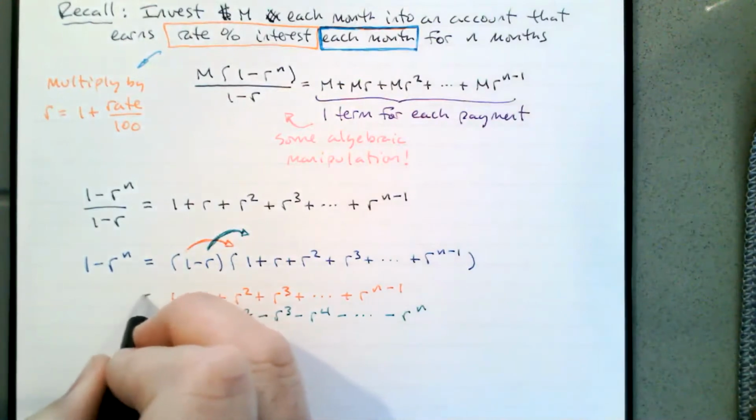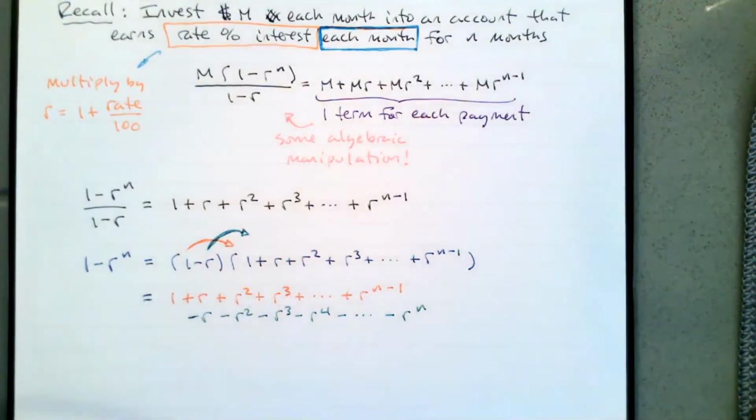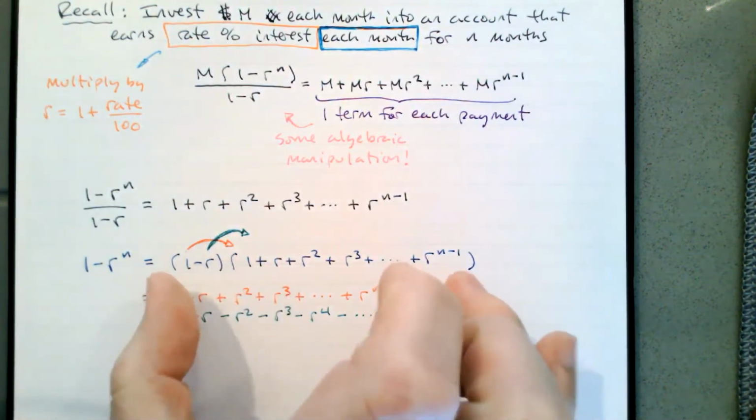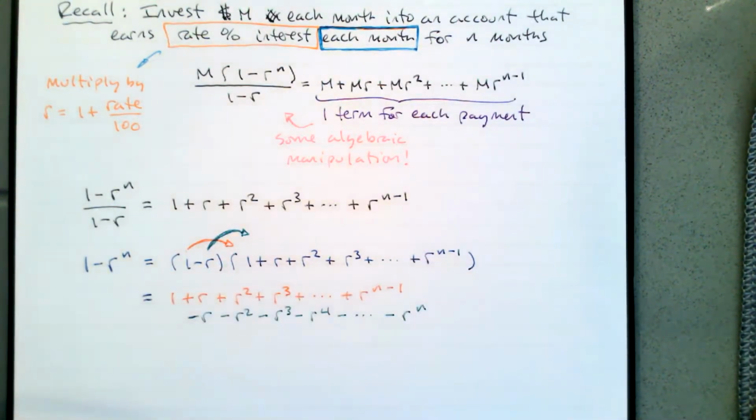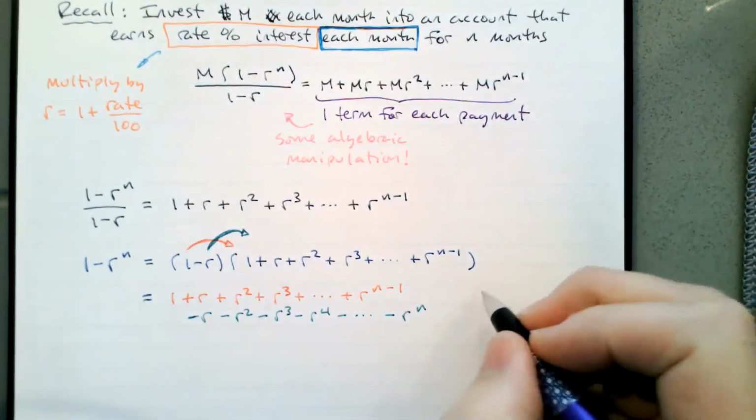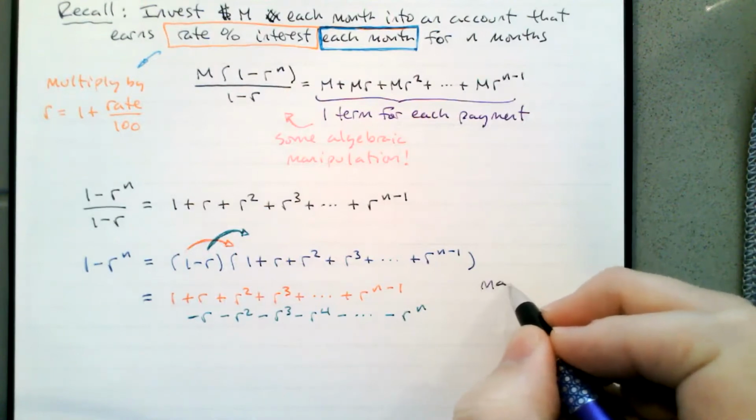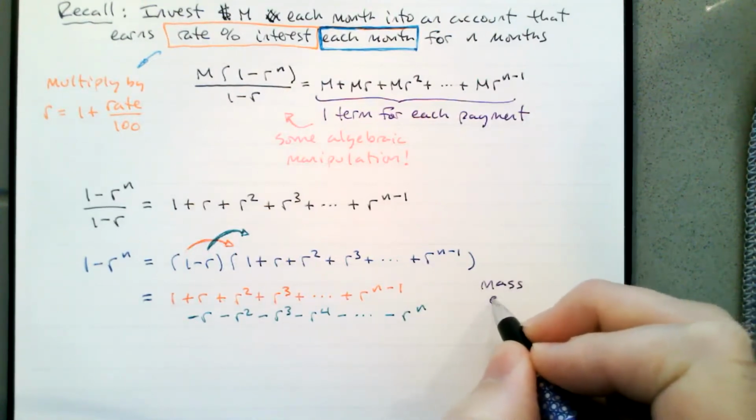So we're just using the distributive property, but instead of FOIL, where there's a first, outer, inner, and a last, there's a first, there's the outer, there's the last, and then there's a lot more inner stuff. But all the inner stuff cancels out. This is the same thing that we saw happen yesterday. A lot of the inner terms cancel out. And so we have the same mass cancellation event that we had yesterday.